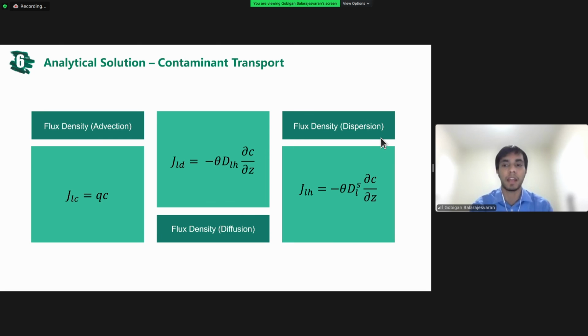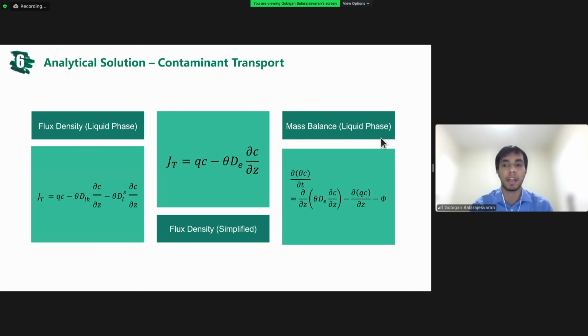When we assemble the equation together, the total flux density for the liquid phase, and we can combine constants. All this dispersion has a higher effect than diffusion, and the transport equation in the liquid phase is shown as such.